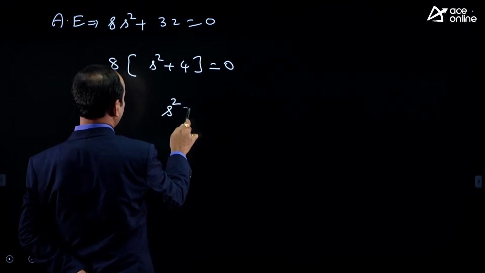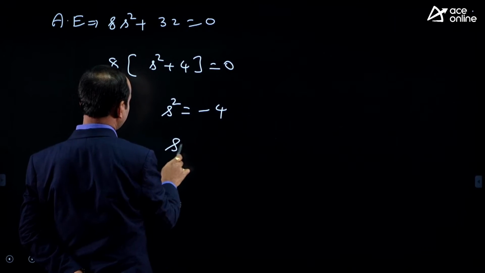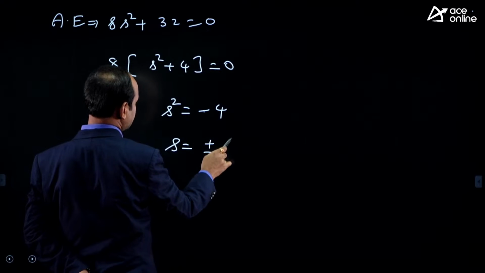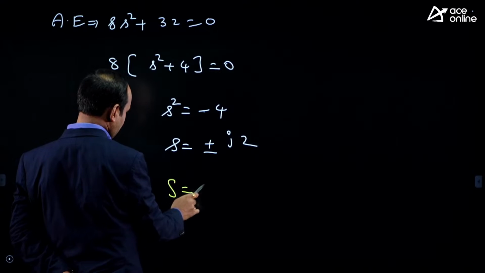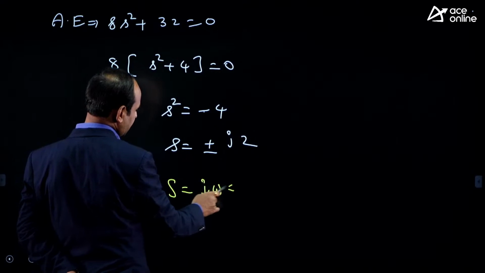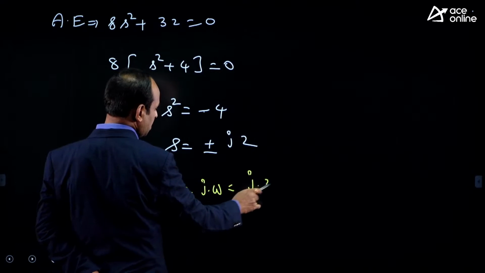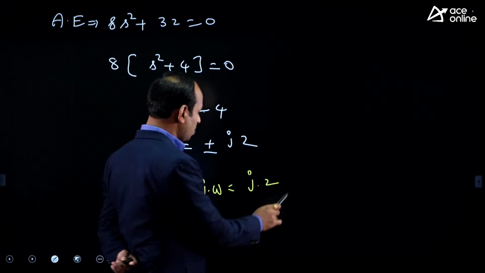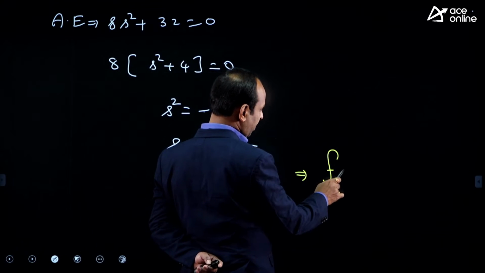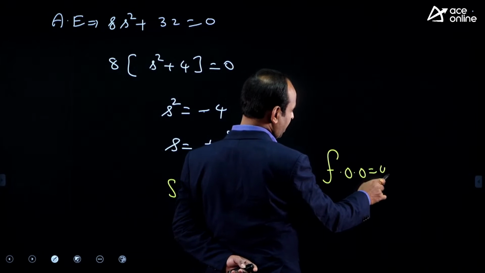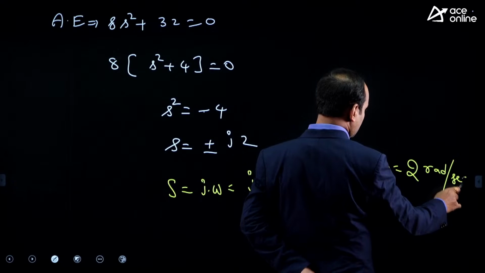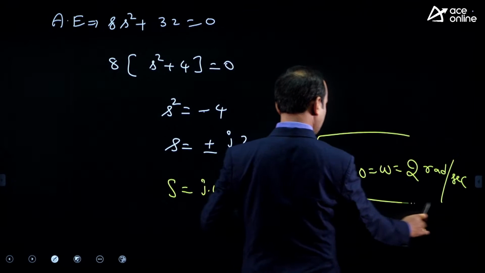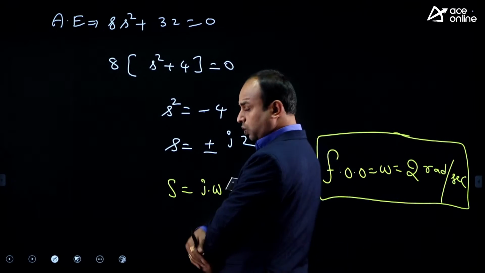S square equal to minus 4. Now s equal to plus or minus, because of minus, j omega, j2. So we can write s equal to j omega. Frequency is asked, so we have to write only the positive value. Frequency is always positive. So what is the frequency of oscillation? Omega equal to 2 radian per second. This is the question here. Frequency of oscillation equal to 2 radian per second.